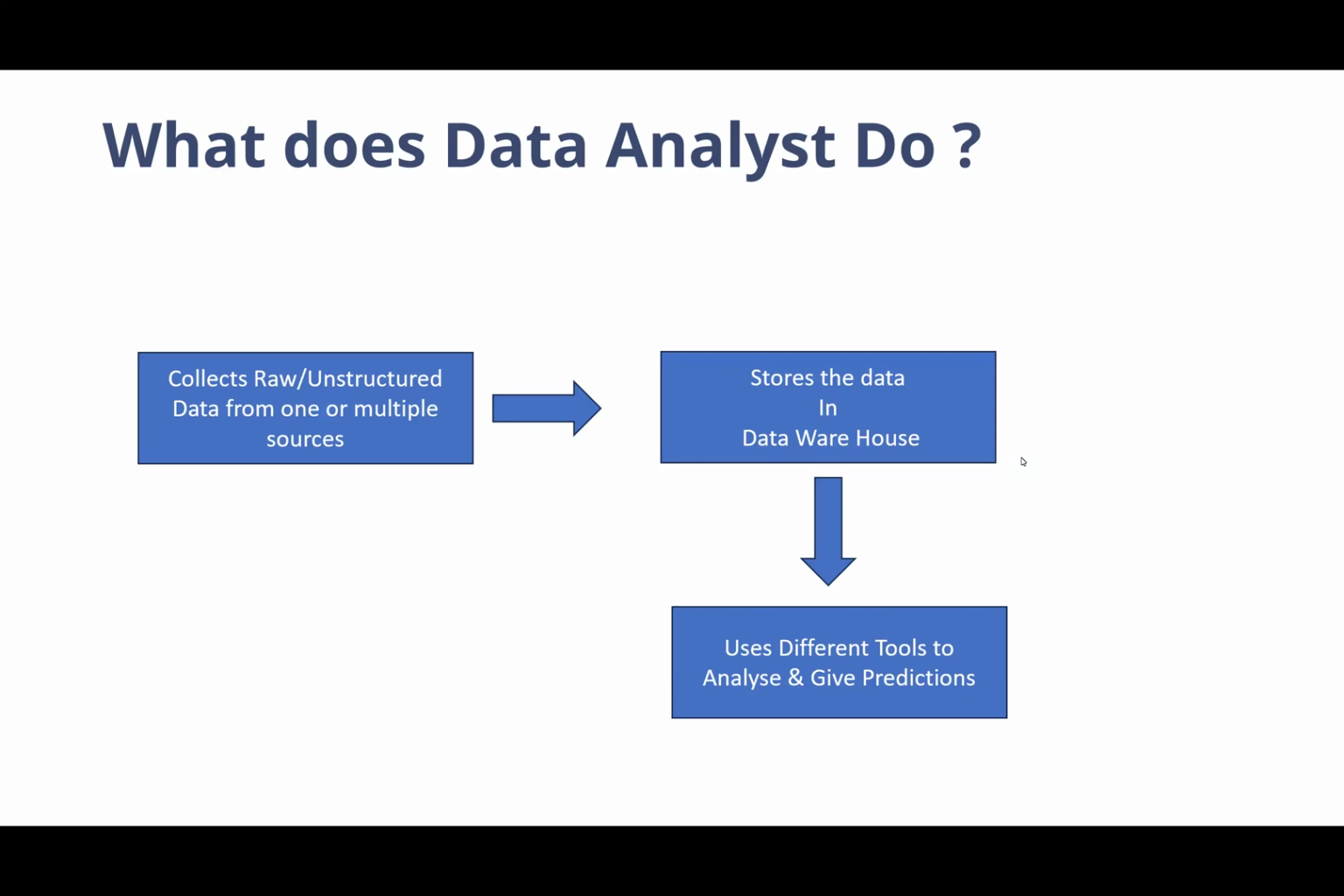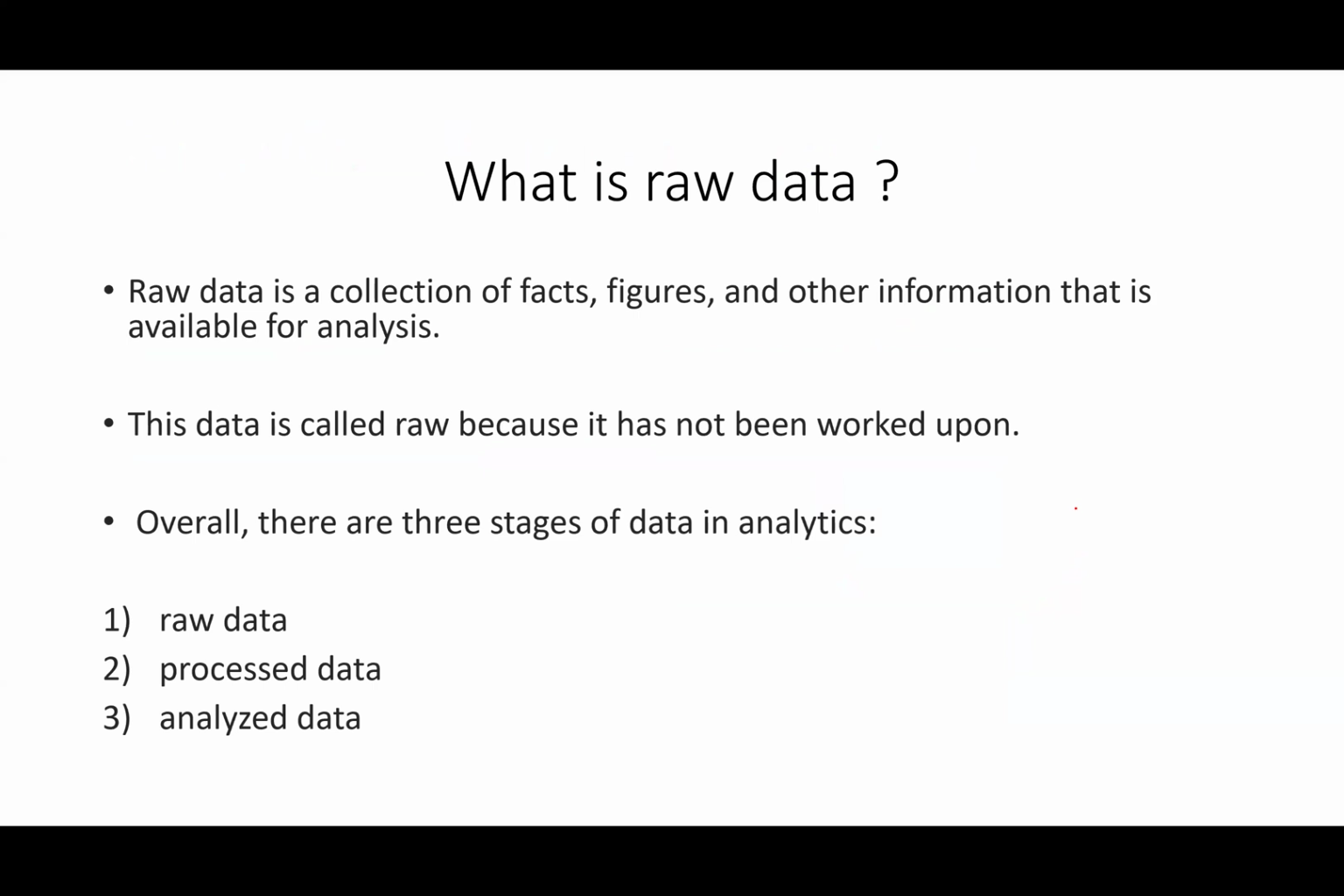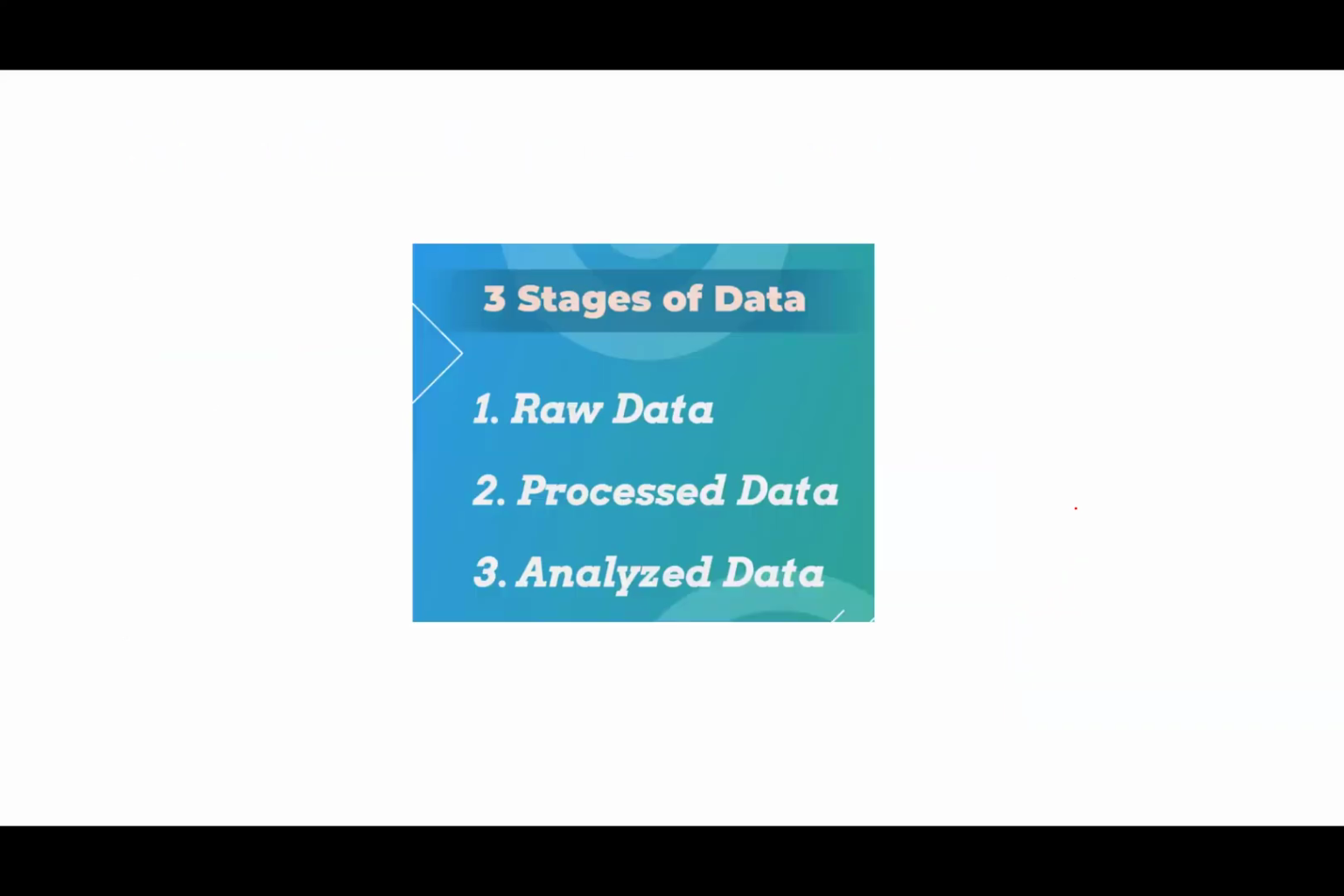Now, we also discussed the day-to-day activities of the data analyst. Basically, he will first collect the raw data, then he will clean the data. He will analyze the data by storing it in something called a data warehouse. Then he will give some predictions. He will do some analysis with the help of tools in order to predict. So a data scientist or data analyst will work with three types of data: the raw data, processed data, and analyzed data.